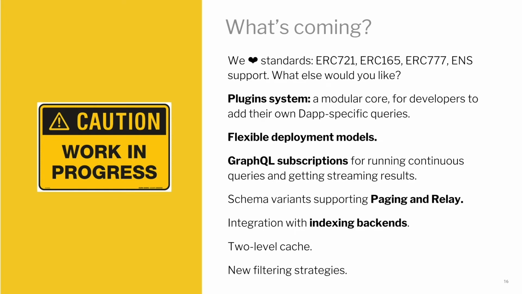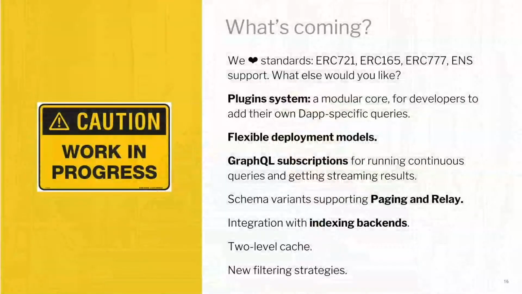This is built on a modular plugin system, right? So it can include your contracts. It can include whatever flavor that you want to support. We have flexible deployment models, which I'm not going to go into right now, but basically you can deploy EthQL in any number of ways. We want to support GraphQL subscriptions, so it'll eliminate the need for polling. We want to support the schema variants, so various paging methods, a simpler paging, and then the relay-based schema paging. We want to integrate with indexing backends, two-level cache, and new filtering strategies.